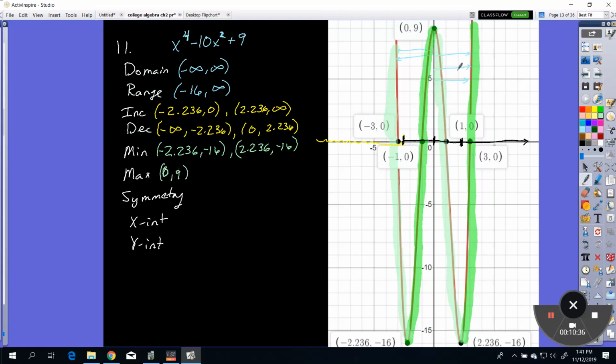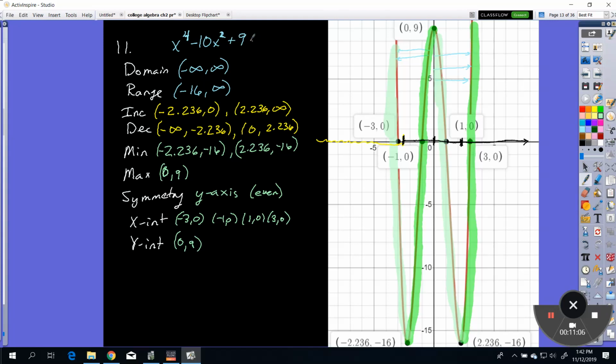Symmetry. I could fold this thing across the y-axis and it would land right on top of it, so that's y-axis symmetry, which also means it's even. Even, odd, or neither function, that's an even function. X-intercepts: negative 3, 0; negative 1, 0; 1, 0; and 3, 0. The y-intercept is at 9. So there we go.